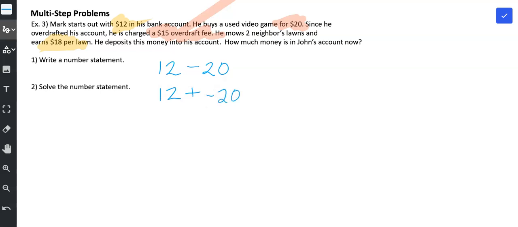Then it says, since he overdrafted his account, he is charged a $15 overdraft fee. So you could subtract another $15, or you could write this all as an addition statement and say, okay, I'm adding to this a negative number. So you could either subtract 15 or add a negative 15. Then he mows 2 neighbors' lawns, that's important, for $18 per lawn. So I could write this as plus $18 plus another $18, or I could just add 2 times $18.